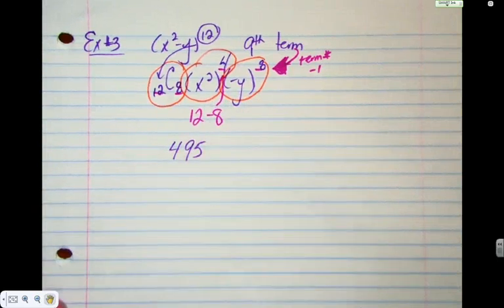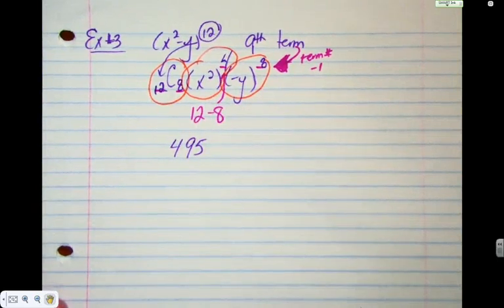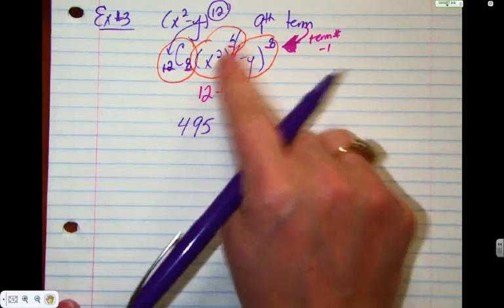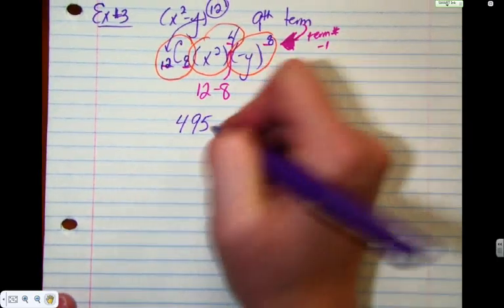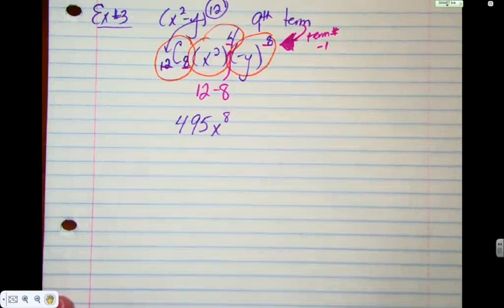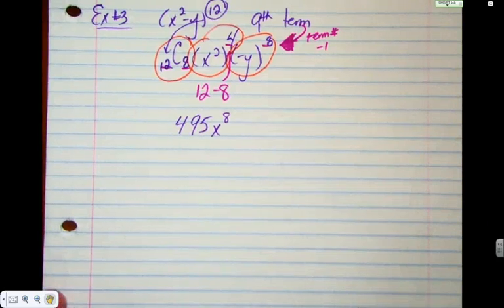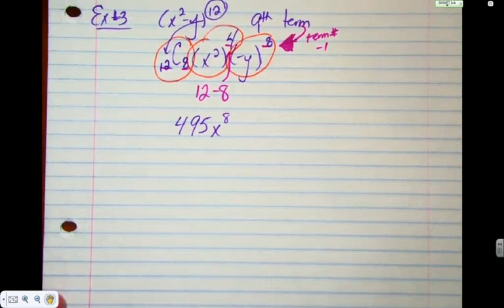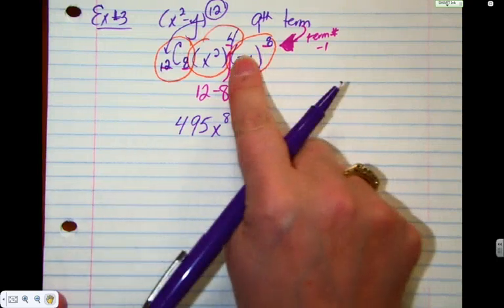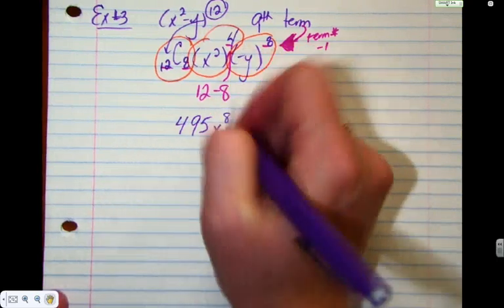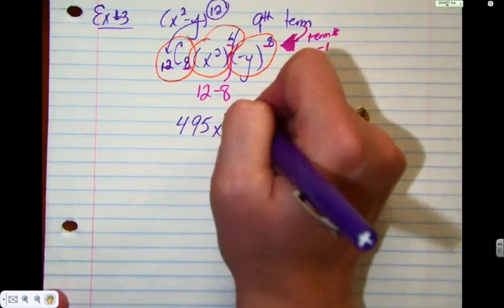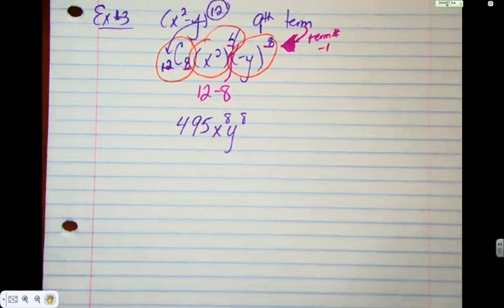495 is the offer. X squared to the 4th. And a negative y to the 8. We really just need to know what's going to happen with the negatives. So a negative to the exponent of 8 is going to be positive, so we have a y to the 8. There's our 9th term.